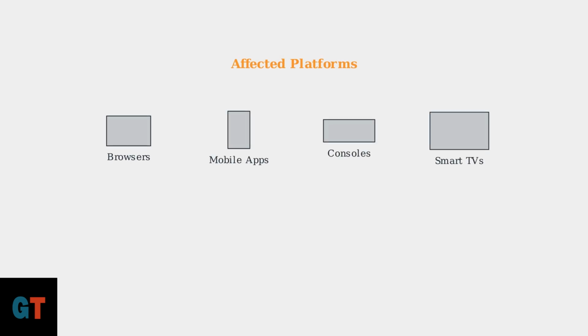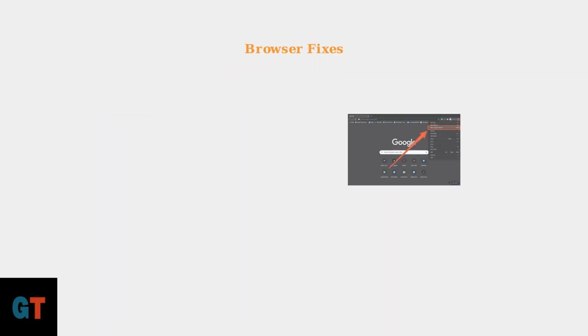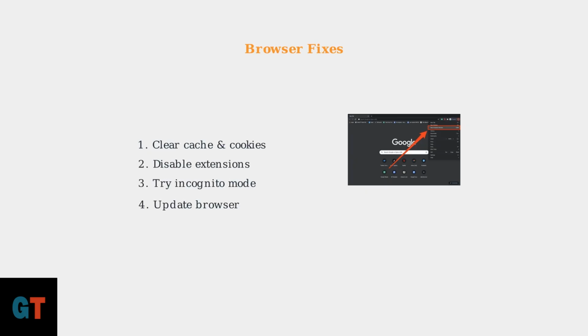This error affects multiple platforms, including web browsers, mobile apps, gaming consoles like PlayStation and Xbox, and smart TV applications. No matter what device you're using, the same troubleshooting steps can help. For browser-related issues, start with these immediate fixes. Clear your browser cache and cookies specifically for Crunchyroll. Disable extensions like ad blockers and VPNs, and try using incognito or private browsing mode.